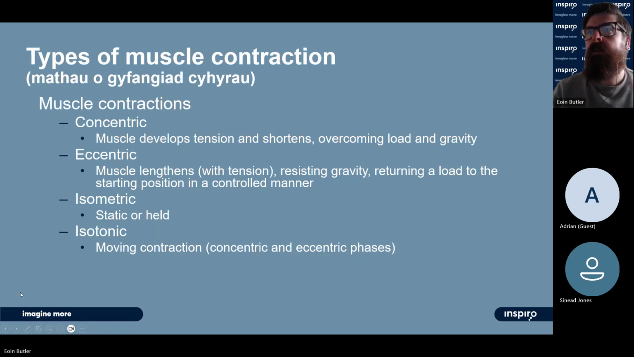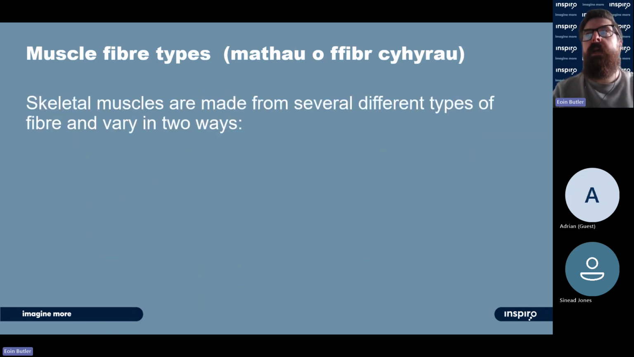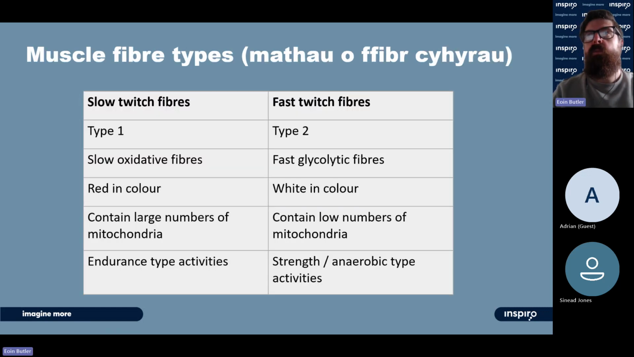Good stuff. Okay, so muscle fiber types then we're looking at. Skeletal muscles are made from several different types of fiber and vary in two ways: their color and the speed of their contraction. What we're looking at are our two main muscle fiber types: slow twitch fibers and fast twitch fibers. I'll go through this table and then I'll have a chat in a bit more detail about it.